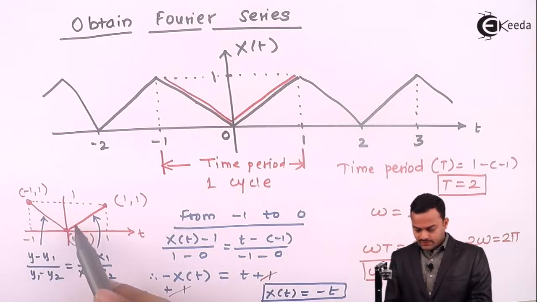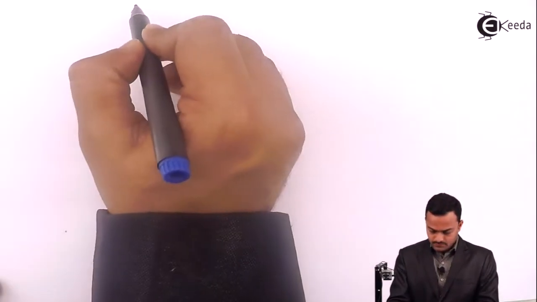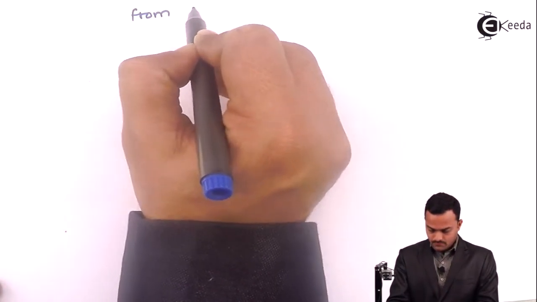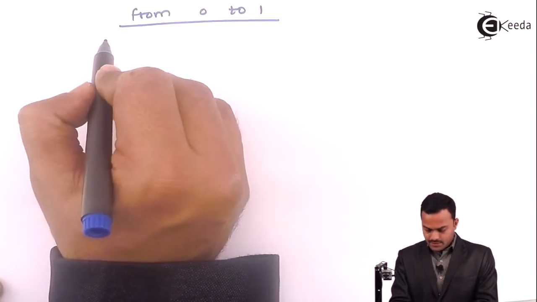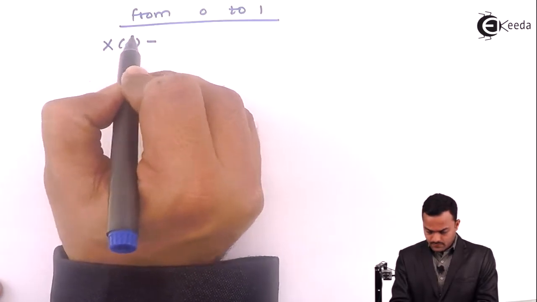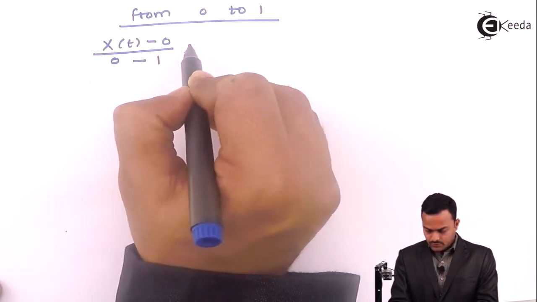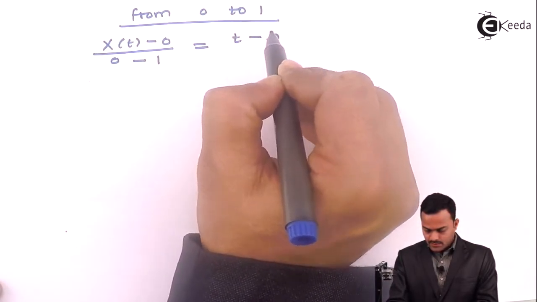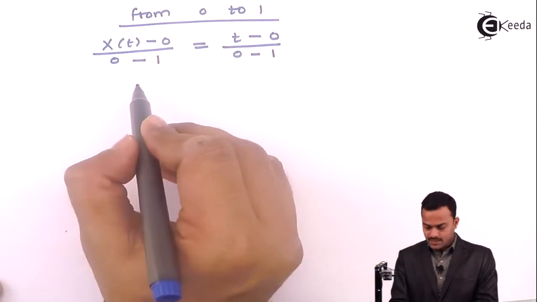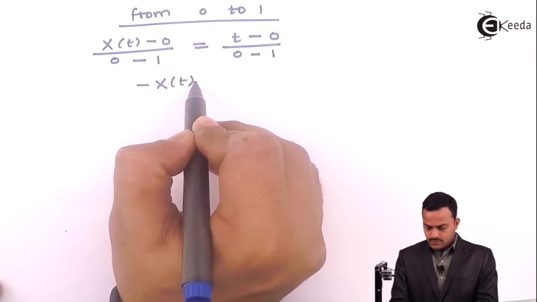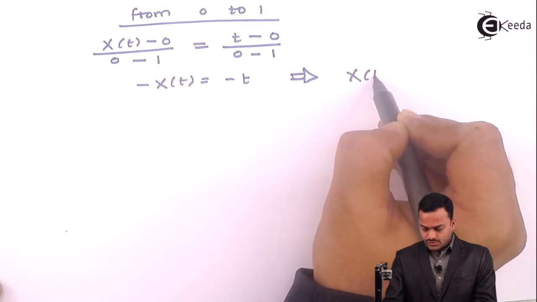Now let's find out the equation for this part in a similar manner. So I'll write here from 0 to 1. It is (y minus y1) upon (y1 minus y2) equal to (x minus x1) upon (x1 minus x2). So once again, doing a cross multiply, I will get minus x of t equal to minus t, which implies x of t has to be equal to t.